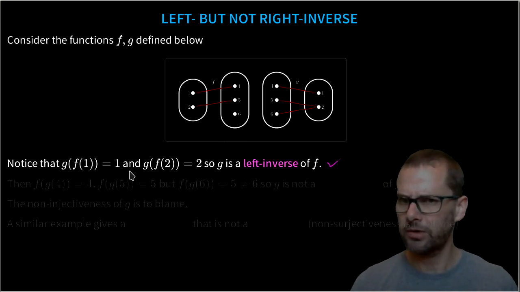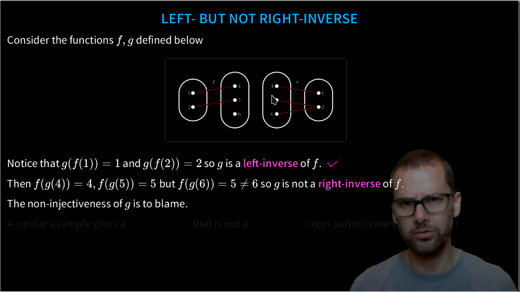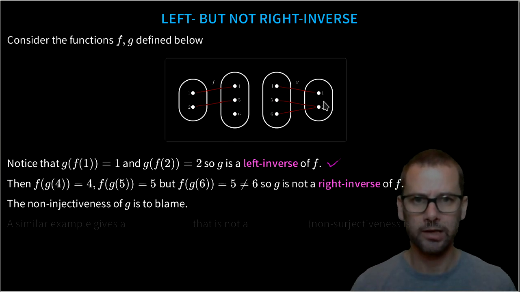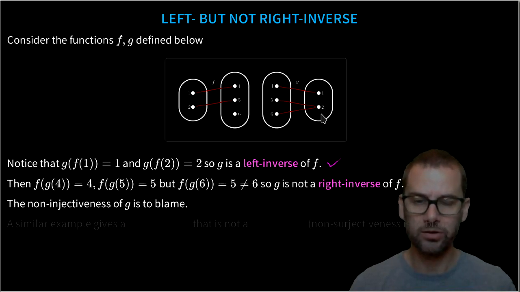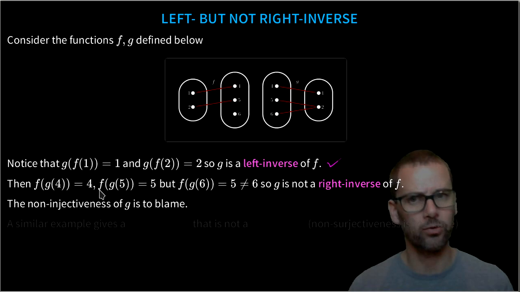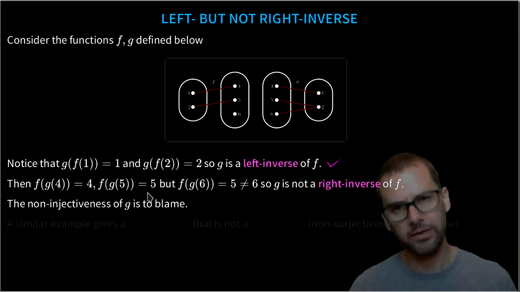But then if we try the other way around, well, notice that if we do g first, g takes 4 to 1 and 1 to 4 using f. g takes 5 to 2 and then f takes 2 to 5. So we see that f of g of 4 is 4 and f of g of 5 is 5.